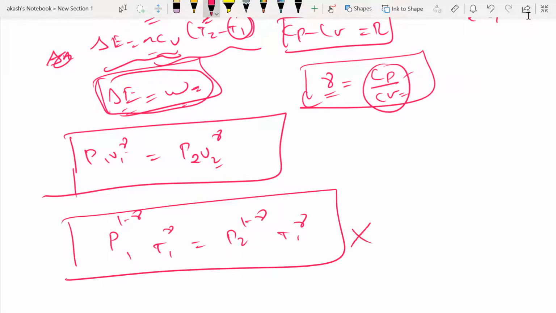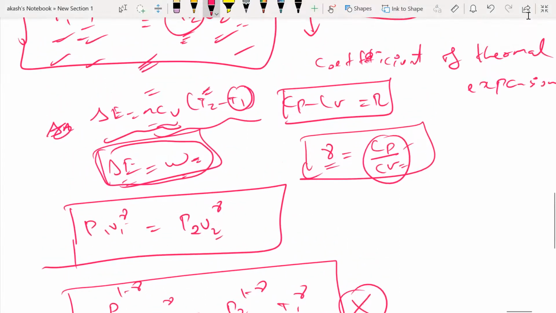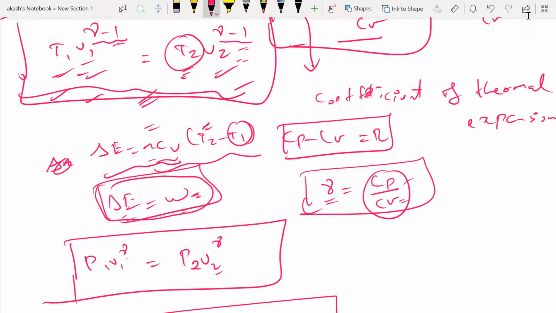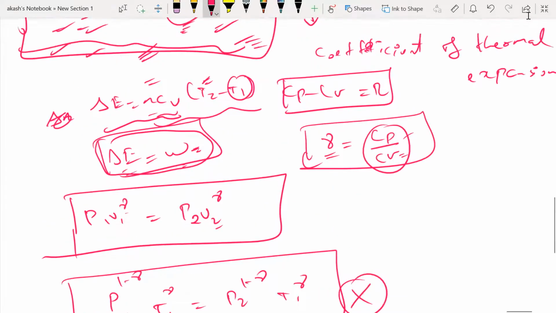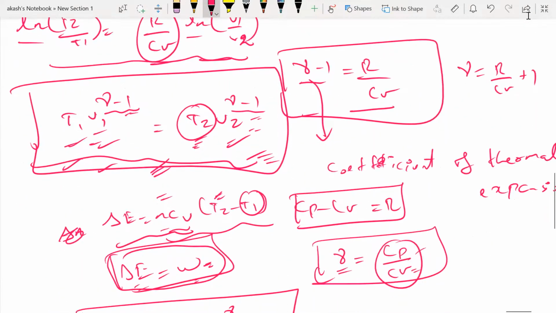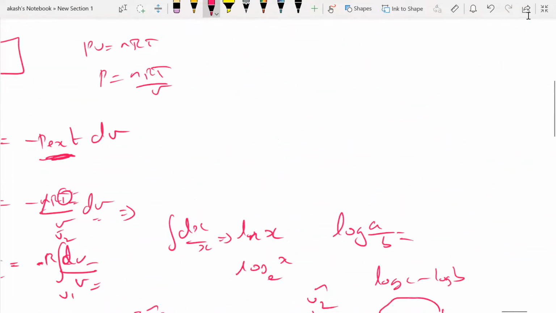But I would suggest don't use this. 99% you will not be using this equation at all. Mostly you will be using only this equation: T1 V1 power gamma minus 1 is equal to T2 V2 power gamma minus 1. But it is just good to know all the relationships. So that is about your adiabatic reversible expansion of ideal gas.